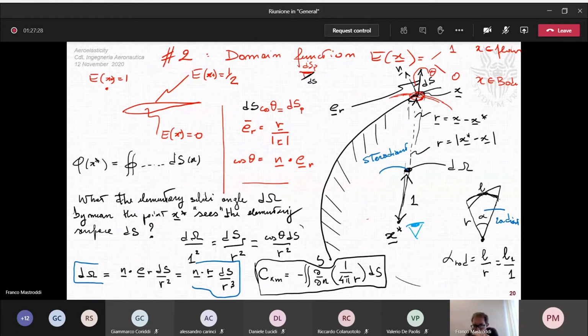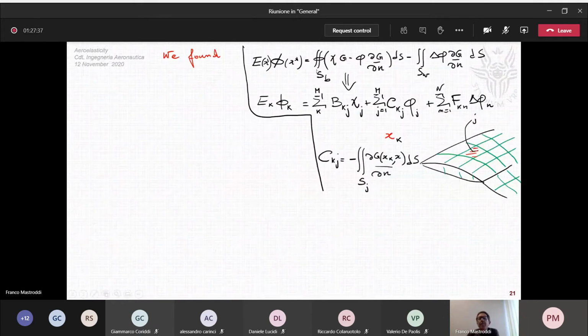Okay. Now, a flashback. The flashback is on the general theory of the panel method. In that general theory, we have a body surface and wake surface, and we have a formula connecting the velocity potential in the x star point, in the fluid point, with the velocity potential on the body and on the wake by this formula. Okay?